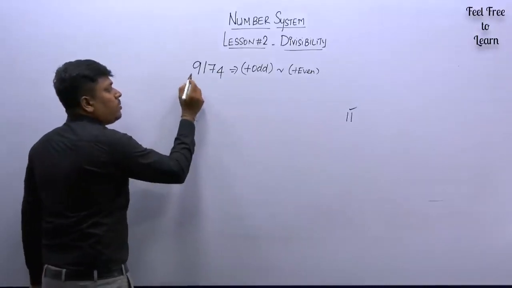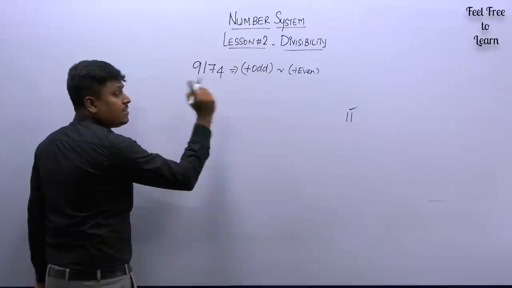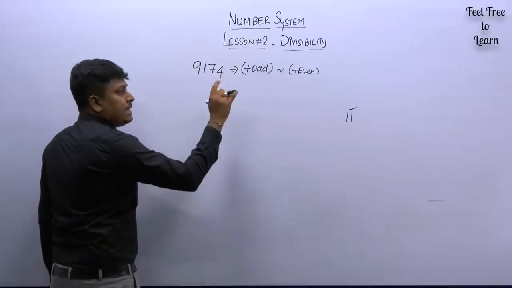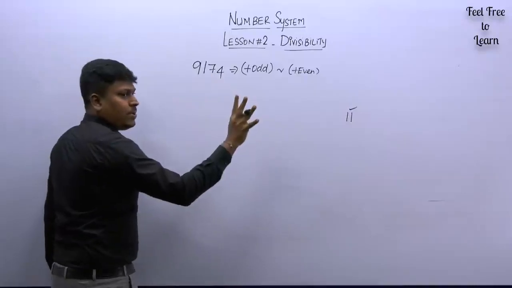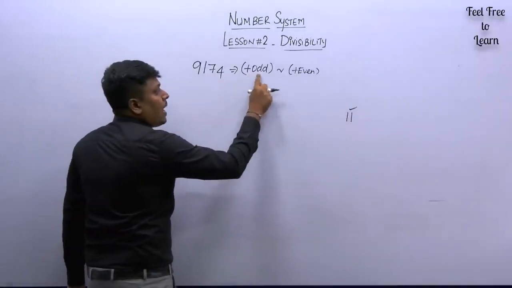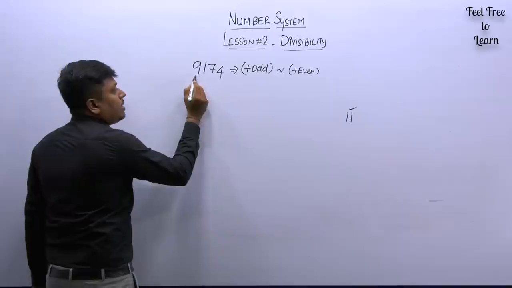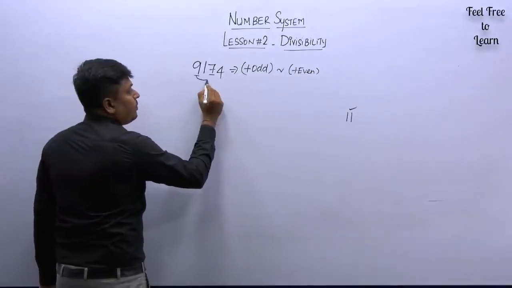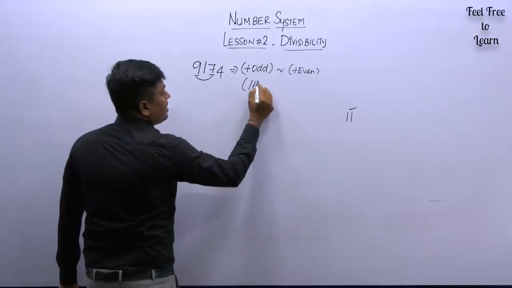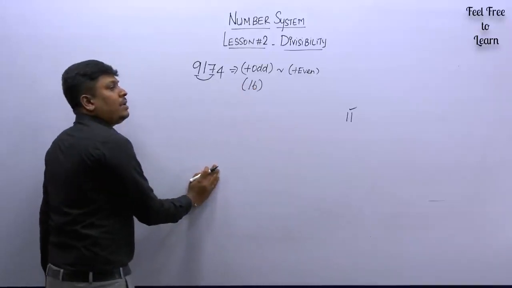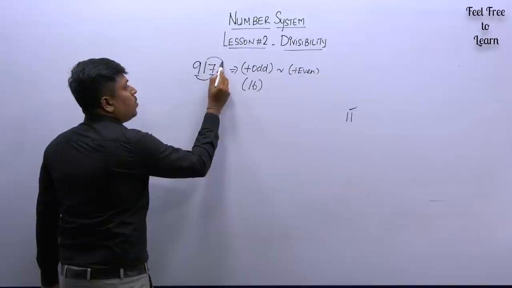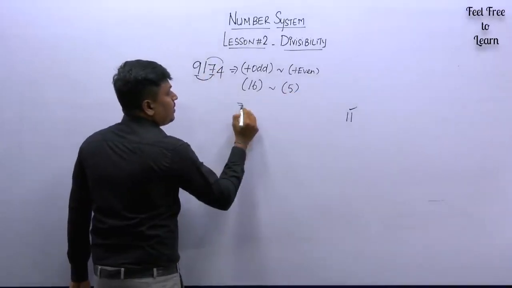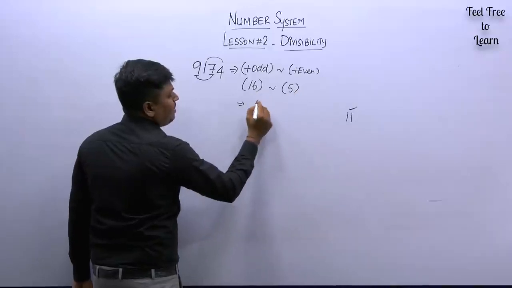Just see here, what about the odd digits? Number 9 is the first digit. Number 1 is the second digit. 7 will be the third digit, 4 will be the fourth digit. Got it or not? So here you have to add all the odd digits. First 9 is an odd digit, 7 is an odd digit. If you add 9 and 7, it will be 16. Now add all the even digits. So 1 and 4 will be 5. Got it? So now find the difference. 16 minus 5 will be 11.